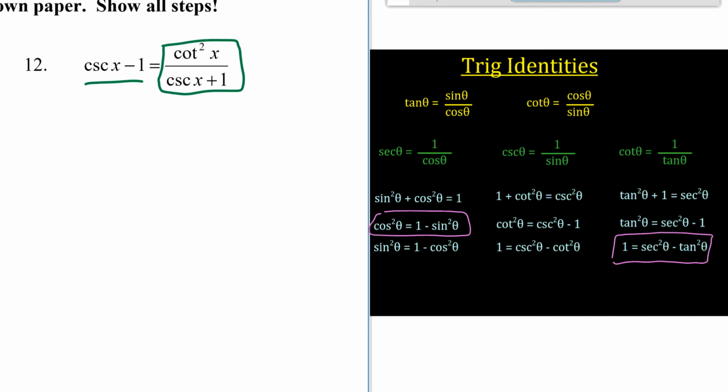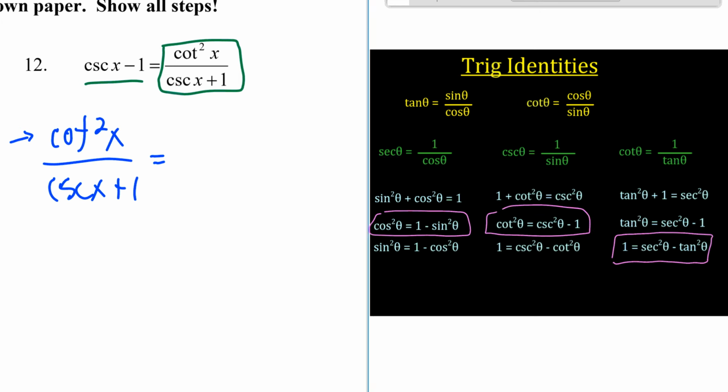All right, so just like a cooking show, like magic, it all started over. So I said there's a quicker way to do this. I didn't mean to write cosine. Cotangent squared x over cosecant x plus 1. So the quick way to do this is we're going to change that top. If you notice, cotangent squared is cosecant squared minus 1. So I'm going to change that top into cosecant squared x minus 1.